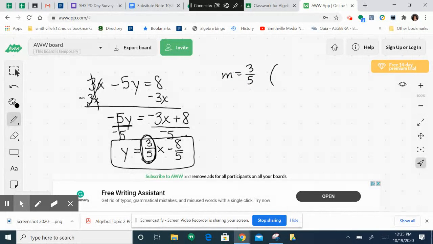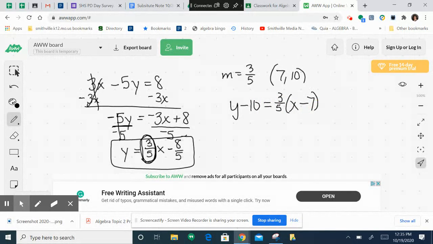And maybe now it's going through the point 7, 10. Now that I know a slope, 3/5, and a point, I can write my point-slope form: y minus 10 is equal to 3/5 times x minus 7.